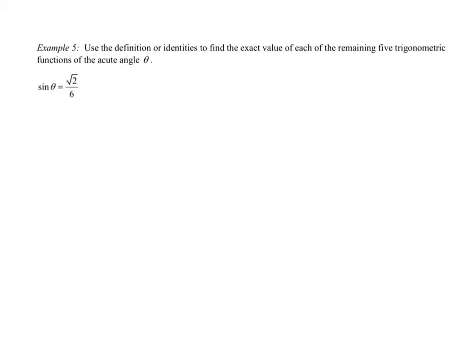Okay, on example 5, we're only given one of the 6 trig functions, and we're asked to find the other 5. And so what we're going to do here to make this much easier is we're going to draw a picture of a triangle that has a theta where the sine of theta is the square root of 2 over 6, which is given in our problem.